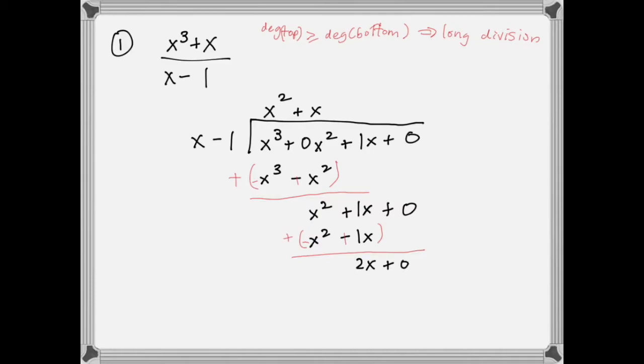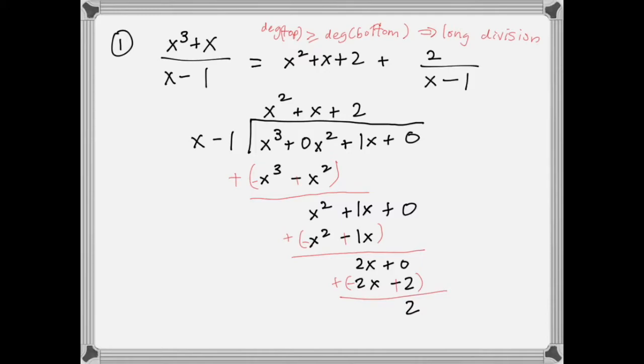And our last one here, x times what gives us 2x? It's actually positive 2. And then multiply that out, we get 2x minus 2. Subtract. So that becomes a minus and a plus. And then we end up with 2. So our remainder is 2. And so here's how we write our answer. Our answer is x squared plus x plus 2 plus, and then the remainder over x minus 1.